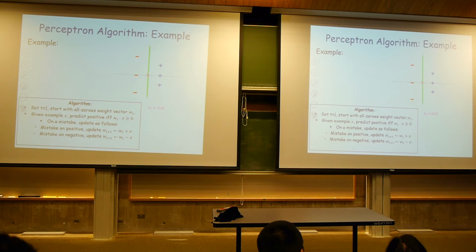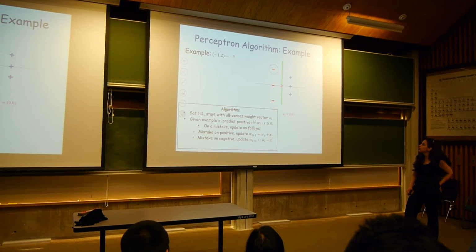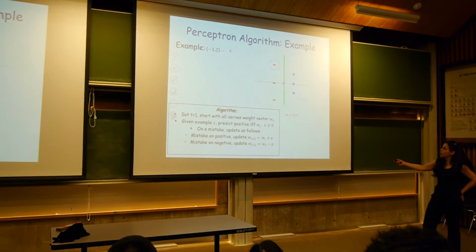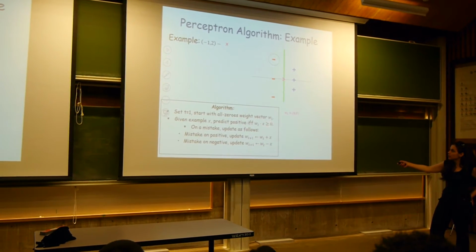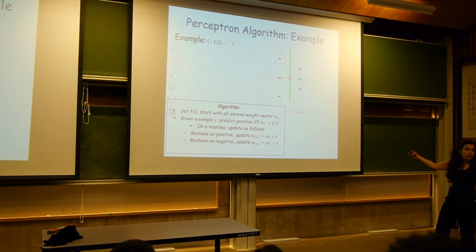Okay, and so let's quickly run the perceptron. Initially we start with the all 0 vector, right? Now let's assume that this is the very first example that we see. If we compute it, this is a negative example, but when we compute the dot product, because this is the all 0 vector, we get it wrong, right? Because we predict positive, since here we predict positive if and only if the dot product is greater than or equal to 0. So we make a mistake on this example.